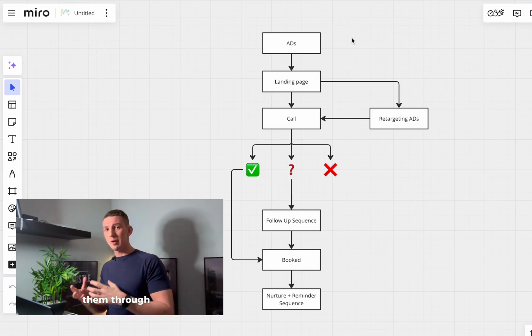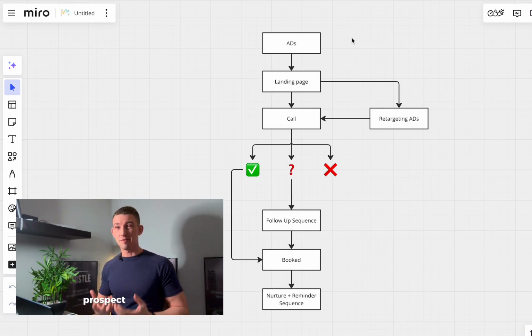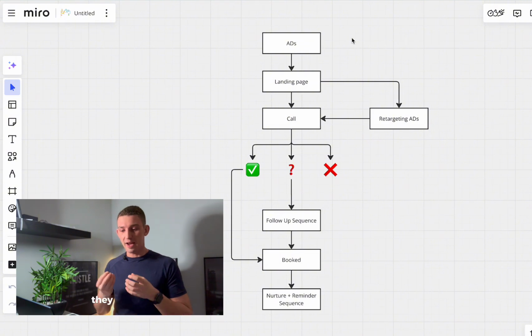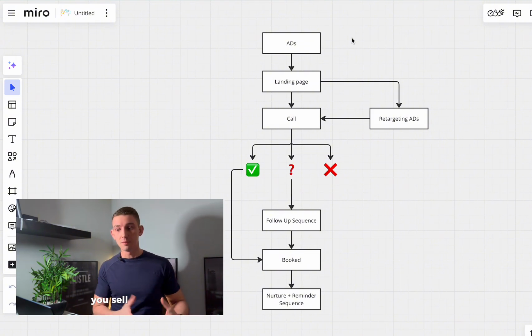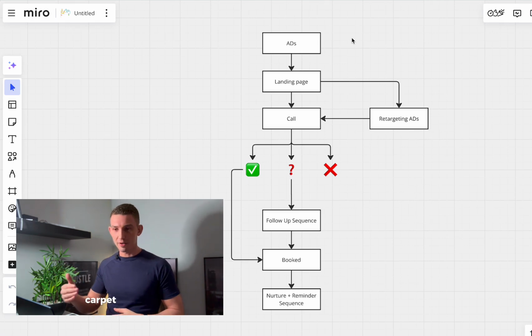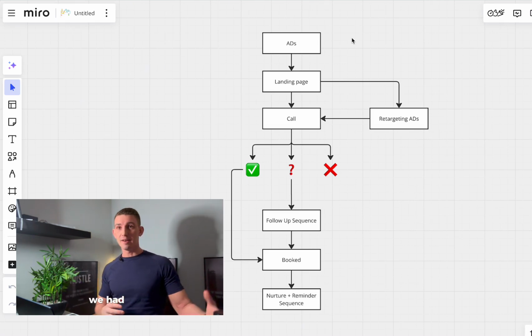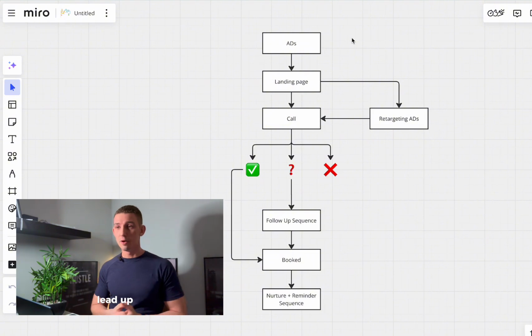So taking them through to a landing page educates that prospect further, and it makes sure that they actually want the thing that you sell, right? So for example, we've got a carpet cleaning client, we had a lead come through and initially they went to a lead form. Then we rang that prospect up and they said, oh no, I was looking to buy a carpet cleaner machine, right? Now, if we actually took them through to a landing page, they would get to that conclusion themselves.